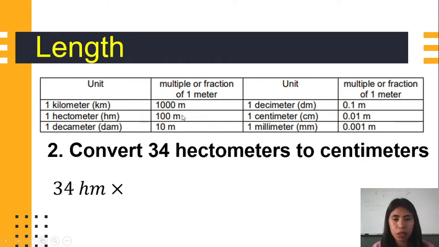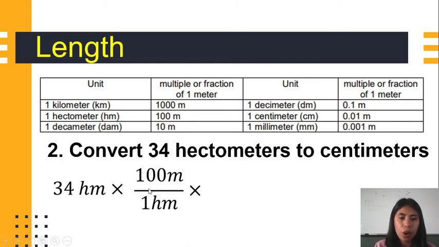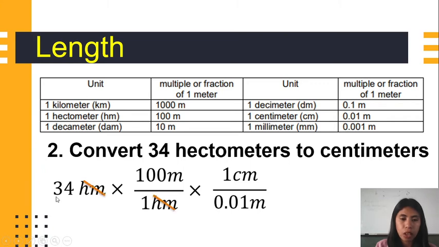So we will use hectometer to meter first. Since that is hectometer, our denominator is 1 hectometer. So 100 meter over 1 hectometer. Since that is meter, and we need to change that to centimeter, we will proceed to the next conversion, times. Since that is meter, the denominator is 0.01 meter. So the numerator is 1 centimeter. Then, cancel hectometer. Then, cancel meter.